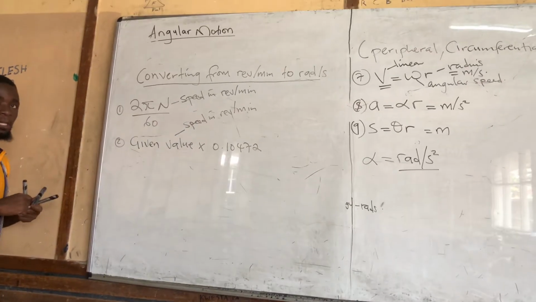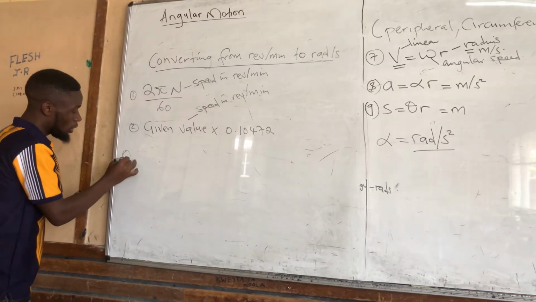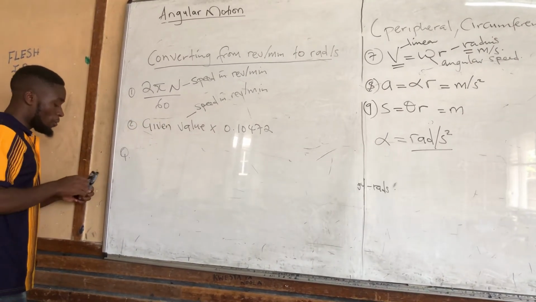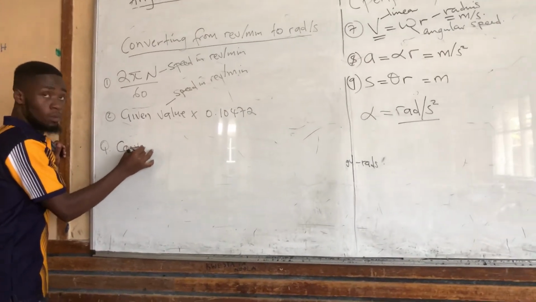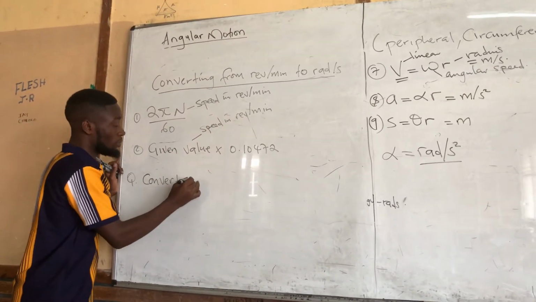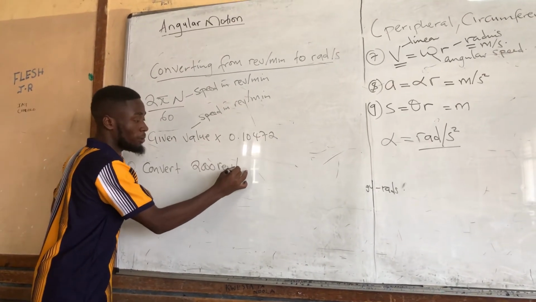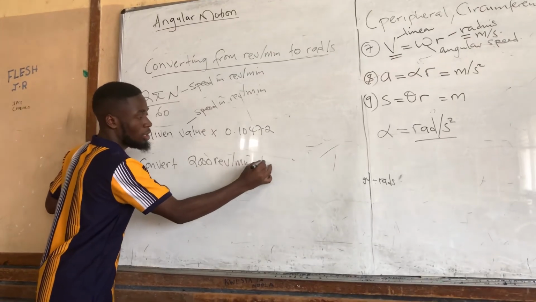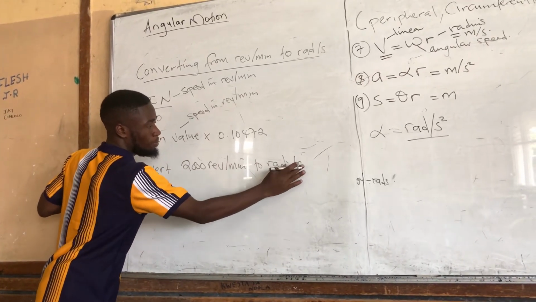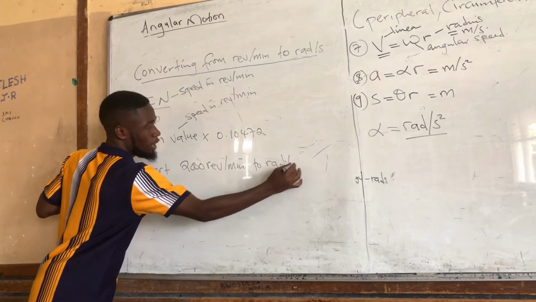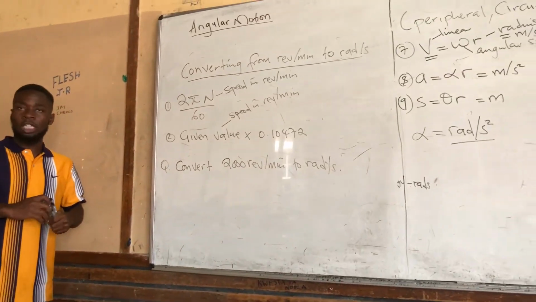So let's answer a question here. Question: convert 2000 revolutions per minute to rads per second. So convert 2000 revolutions per minute to what? To rads per second here.